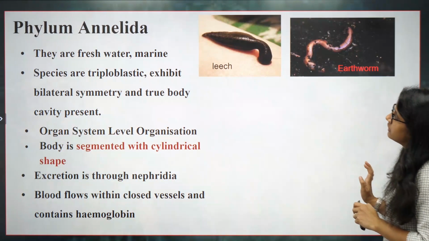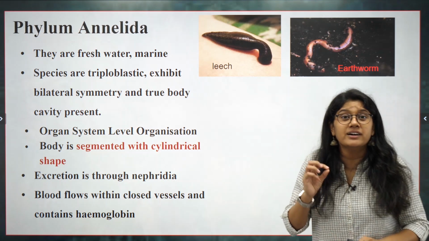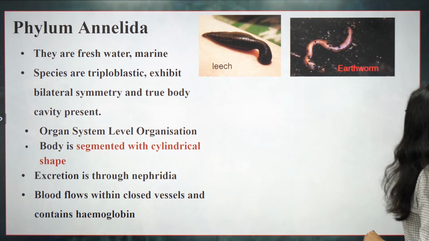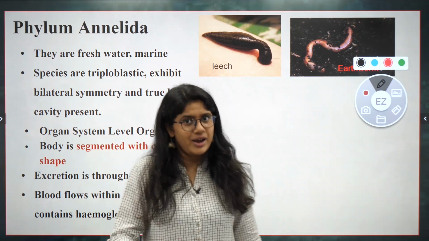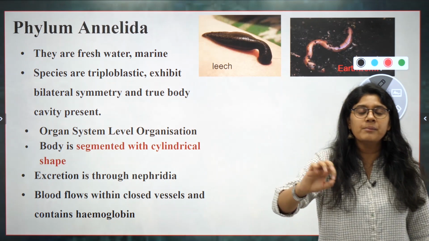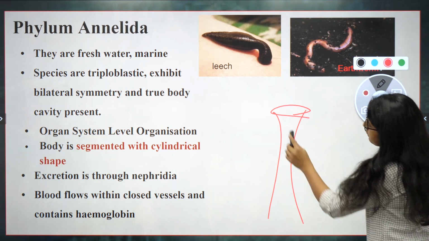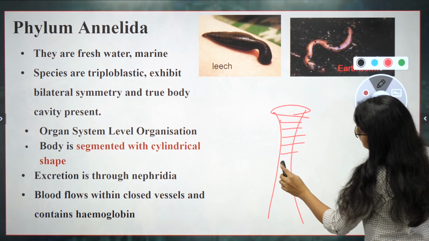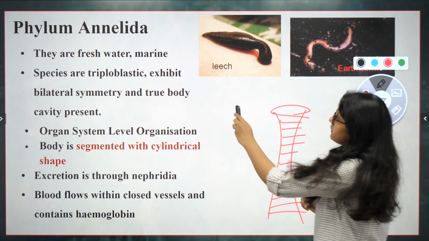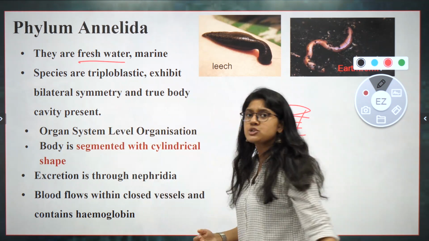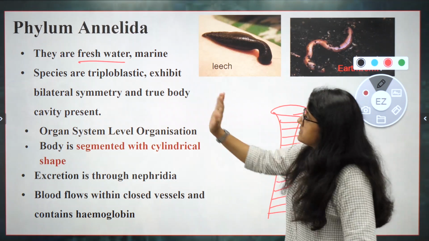Next, we have our phylum Annelida. Our favorite everyone, the earthworm. The earthworm belongs to the phylum Annelida. Now, as you see, Annelida means segmented. Their body will have a lot of segments, everyone. Clear? They are freshwater living also, sometimes marine and sometimes on land also. So they are present everywhere.